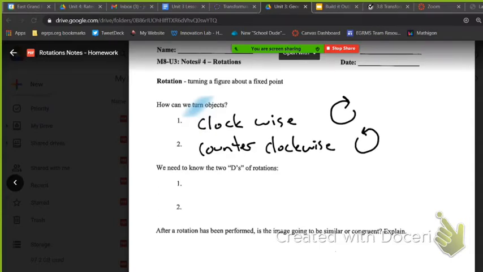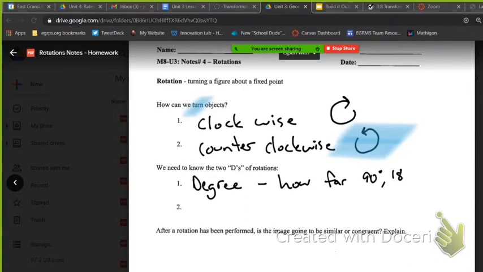A lot of times in math, I don't know the reason, but that is the default. But if you want your math communication tight, you can make sure you're always just saying clockwise or counterclockwise. And then there are two D's for rotations, two things you need to know. We need to know the degree, that is how far. Today we're going to focus on 90, 180, and some 270. And you have to know which direction, and that's going to reference clockwise, counterclockwise. That'll tell us which way to go.